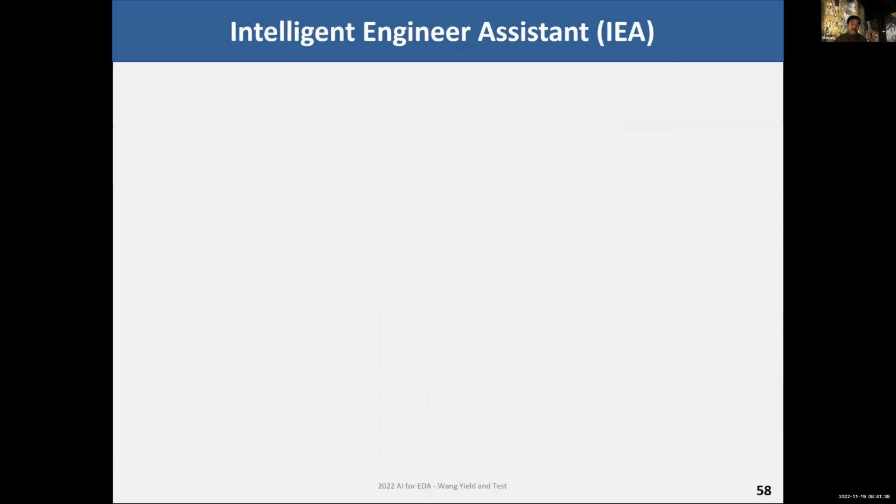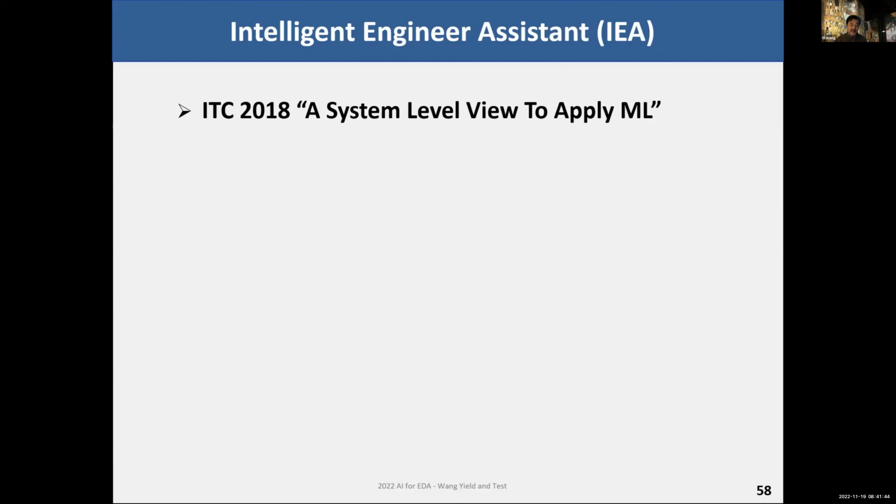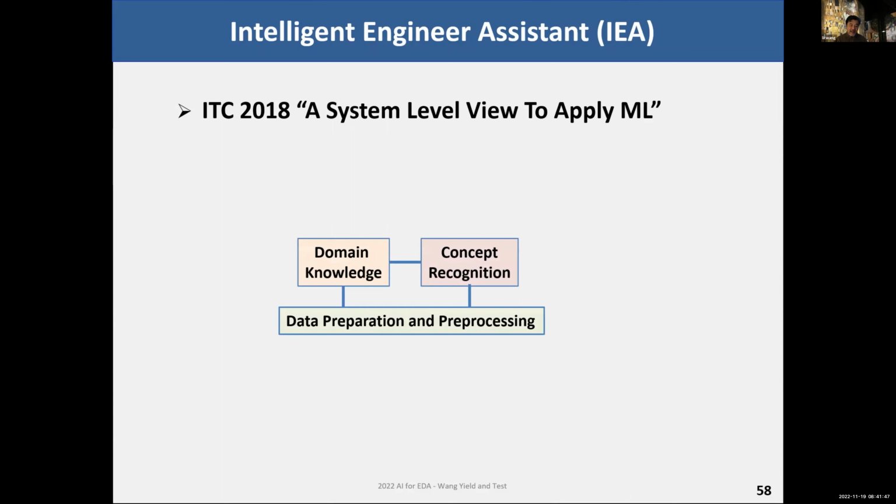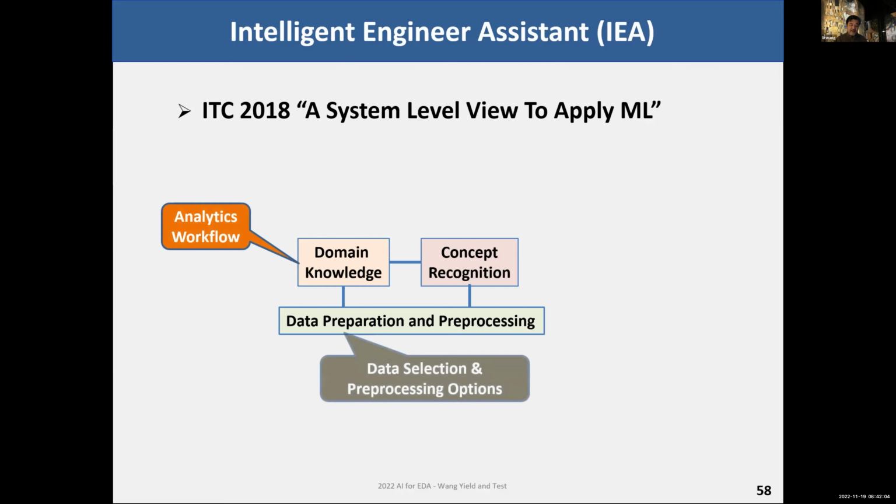So in 2018, we wrote a paper called System Level View to Apply Machine Learning. Starting from that point, we advocate that in order to apply machine learning in our domain, test data analytics, we need to build a system with three components: the domain knowledge component, the concept recognition component, and the data preparation component. The domain knowledge component can be represented as an analytic workflow. The data component provides options for data selection and pre-processing. And the concept recognition component is where we apply machine learning. In particular, we apply machine learning here to perform what we call plot recognition.